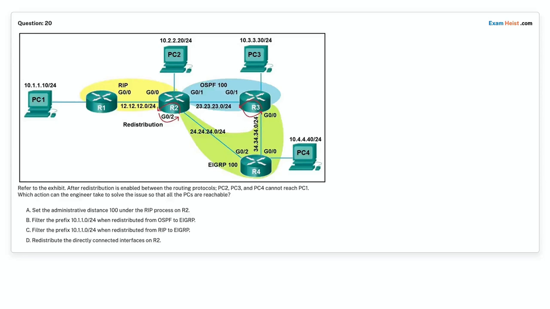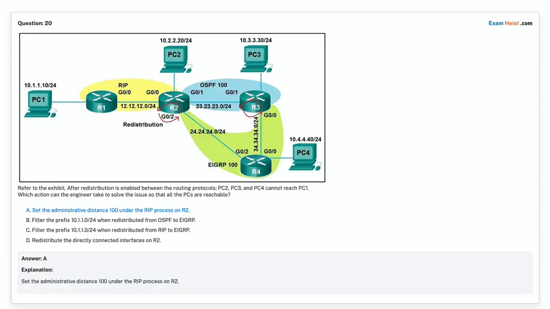Option A. Set the administrative distance 100 under the RIP process on R2. Option B. Filter the prefix 10.1.1.0/24 when redistributed from OSPF to EIGRP. Option C. Filter the prefix 10.1.1.0/24 when redistributed from RIP to EIGRP. Option D. Redistribute the directly connected interfaces on R2. Choose the correct answer. Correct answer is option A. Set the administrative distance 100 under the RIP process on R2.